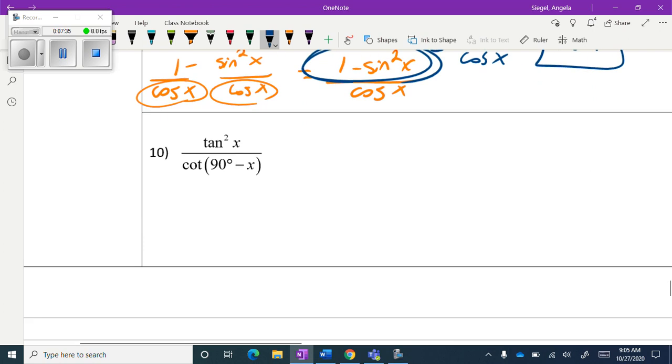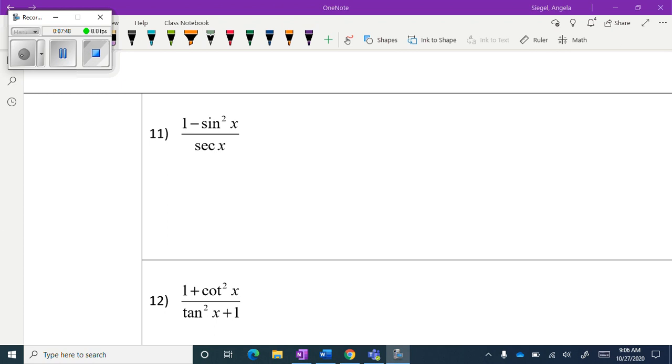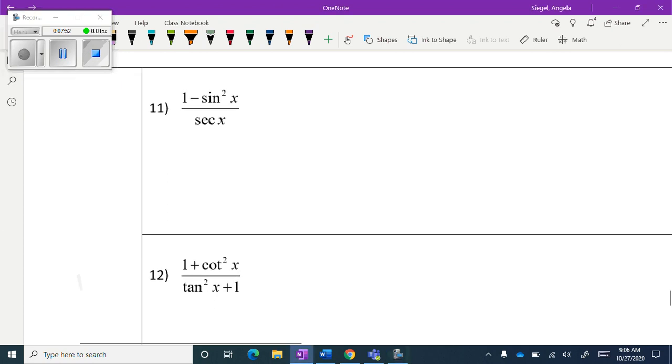Okay, so this is another cofunction identity. So this is tangent of x. So now it becomes just like this. I have tangent squared x over tangent of x, which is the tangent of x. Okay, go ahead and do 11 and 12.